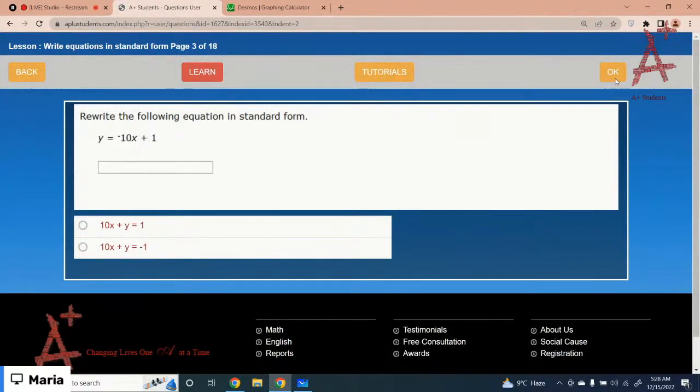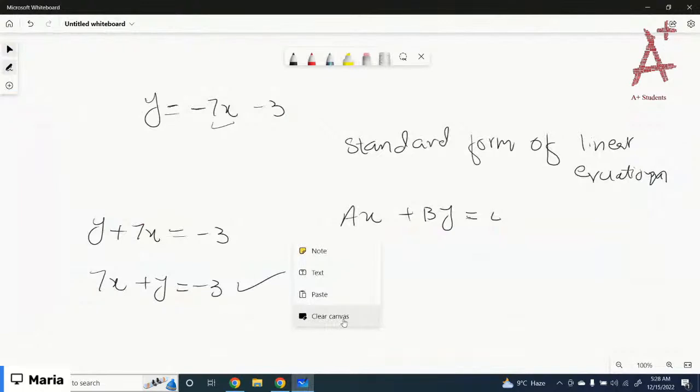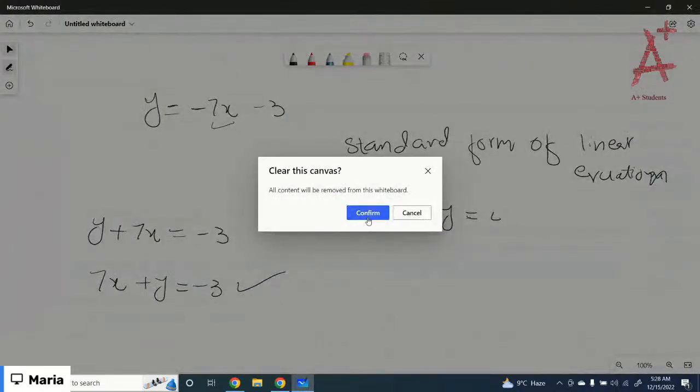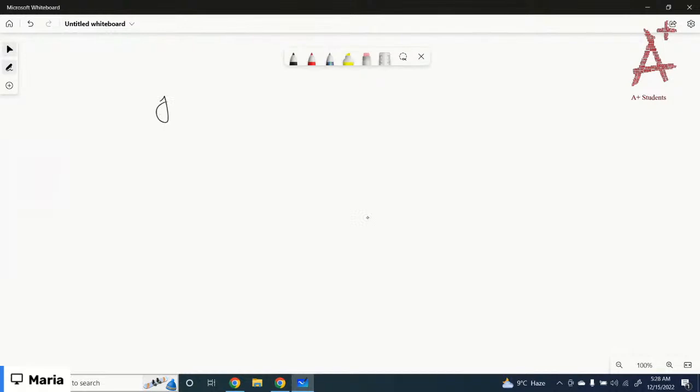Okay, rewrite the following equation in standard form. Y equals negative 10x plus 1. So the standard form is ax plus by equals c. In the standard form, x and y are on the same side. So move this to the other side.